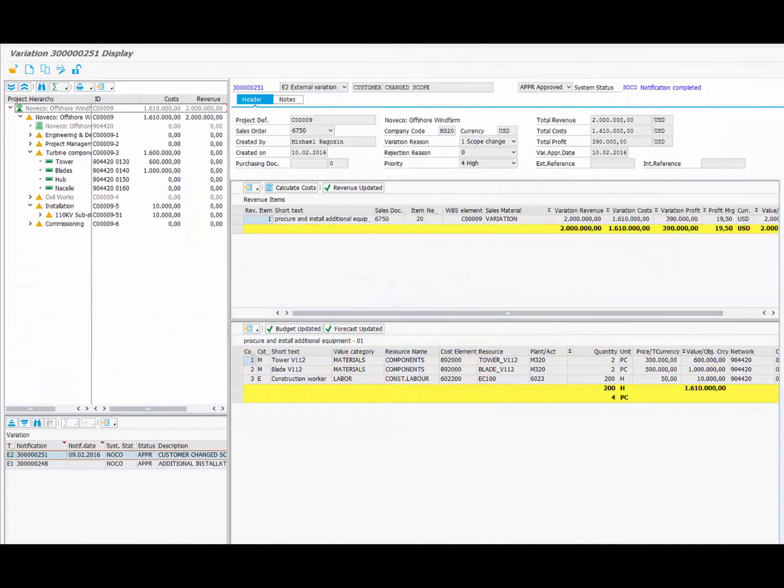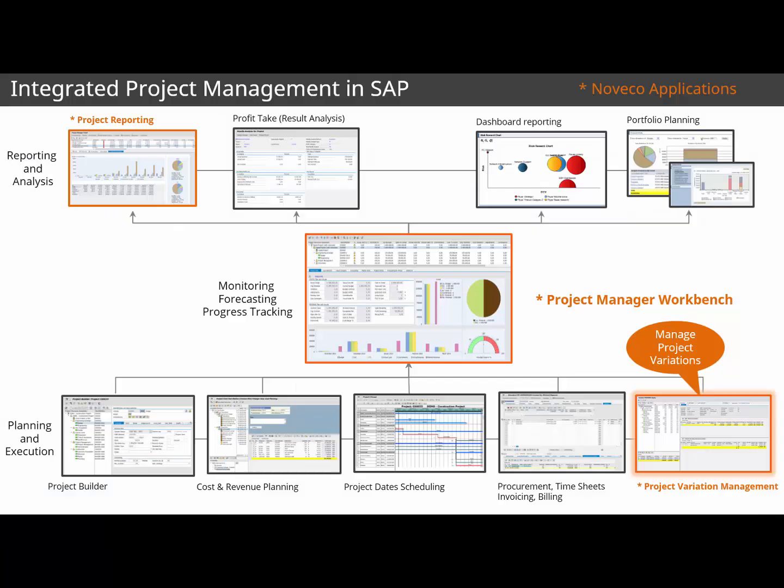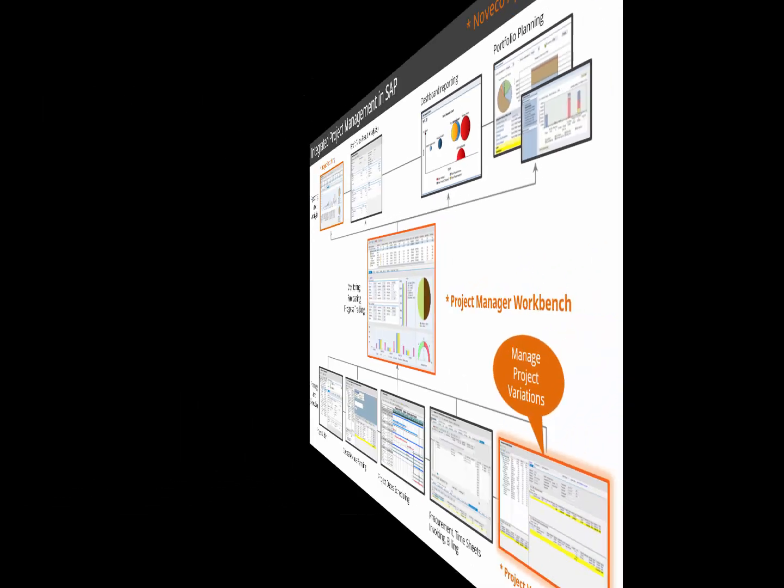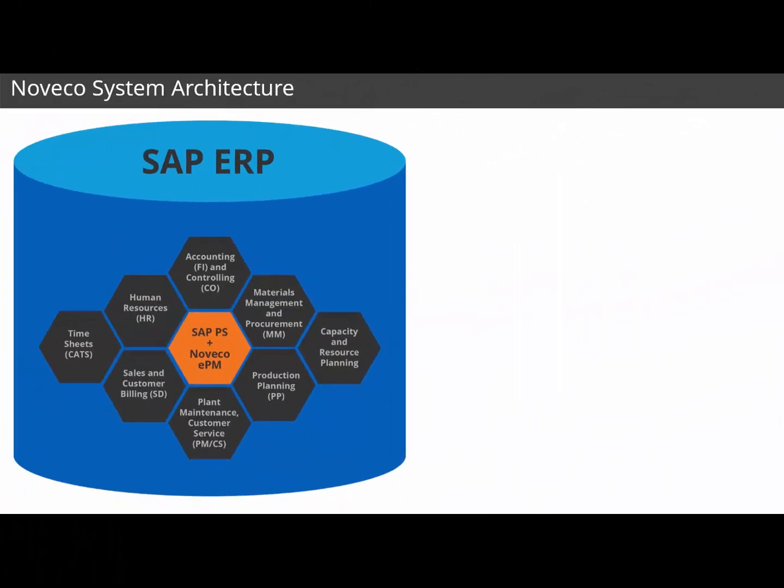Noveco Variation Management solution offers a rich and intuitive user interface, and its functionality makes tracking history of project changes a very simple task. Project Variation Management is an important part of the integrated solution landscape in your SAP system powered by Noveco software. We are often asked to explain Noveco's system architecture and the technical platform it operates on. The answer is very simple. It operates right inside your SAP ERP or ECC system. In fact, it works just like your PS. It extends it with a lot of new, powerful and user-friendly functionality, some of which we had just demonstrated.